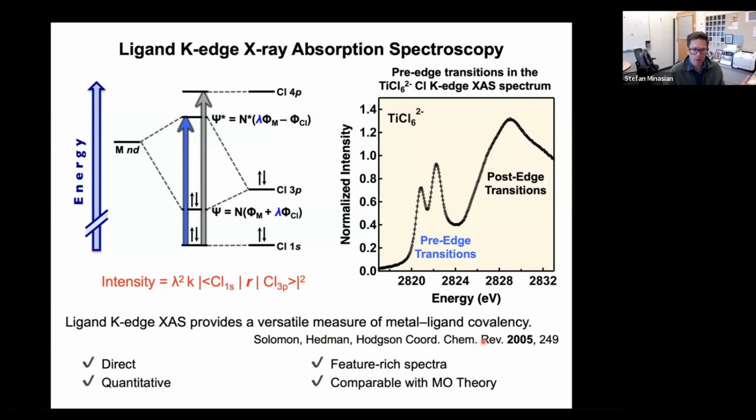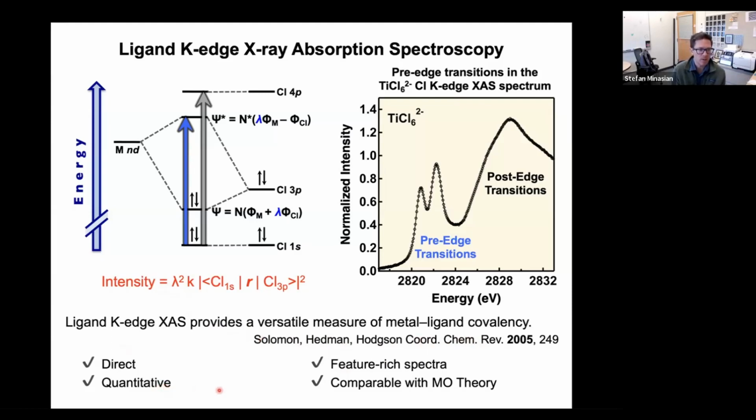Now, this technique has been around for quite a long time. Ed Solomon and coworkers at Stanford really, I think, pioneered using this technique as a quantitative measure of metal-ligand covalency in inorganic coordination compounds. And so we've adopted a lot of their methodology in our work.